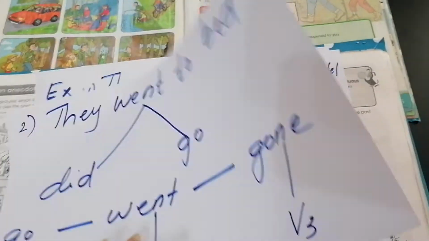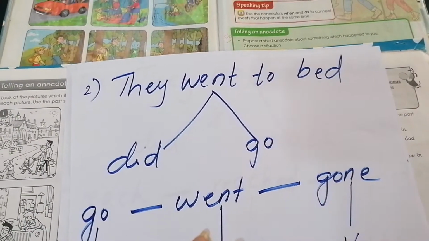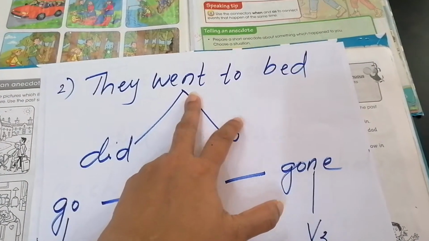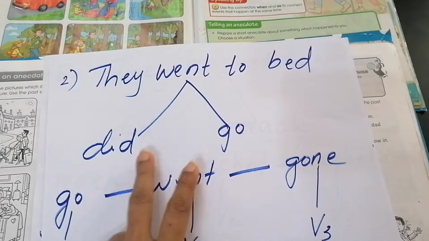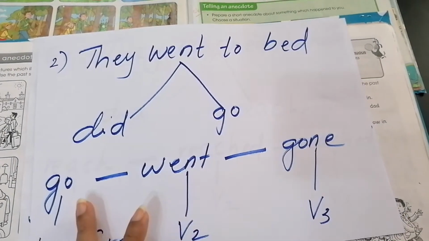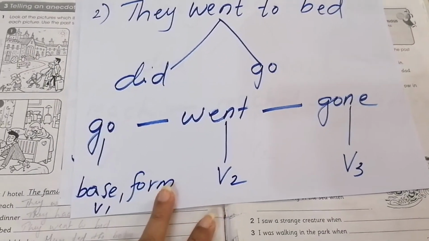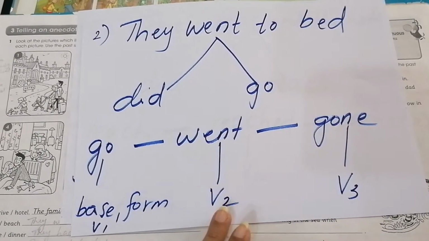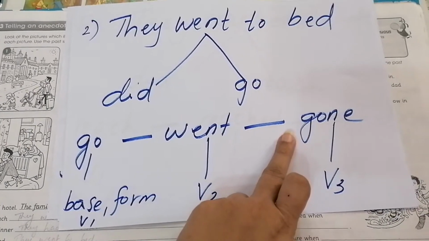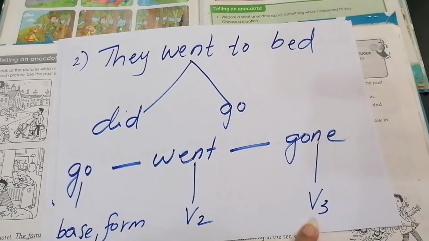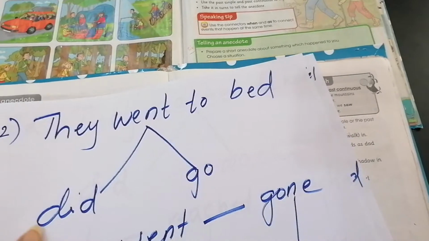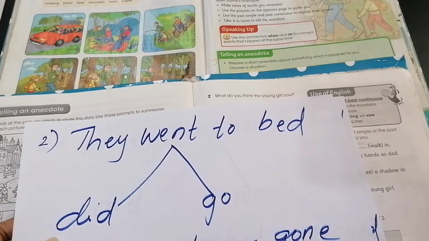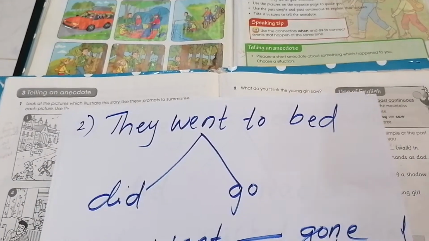Another example. They went to bed. Here, they is the subject, went is the verb. How can we split went? Did plus go. The three forms of go are: go is the base form or root form, that is V1, went is the second form or V2, and gone is the third form or V3. So in these situations we can use past simple. In past simple we are using subject plus the second form of the verb, or V2.